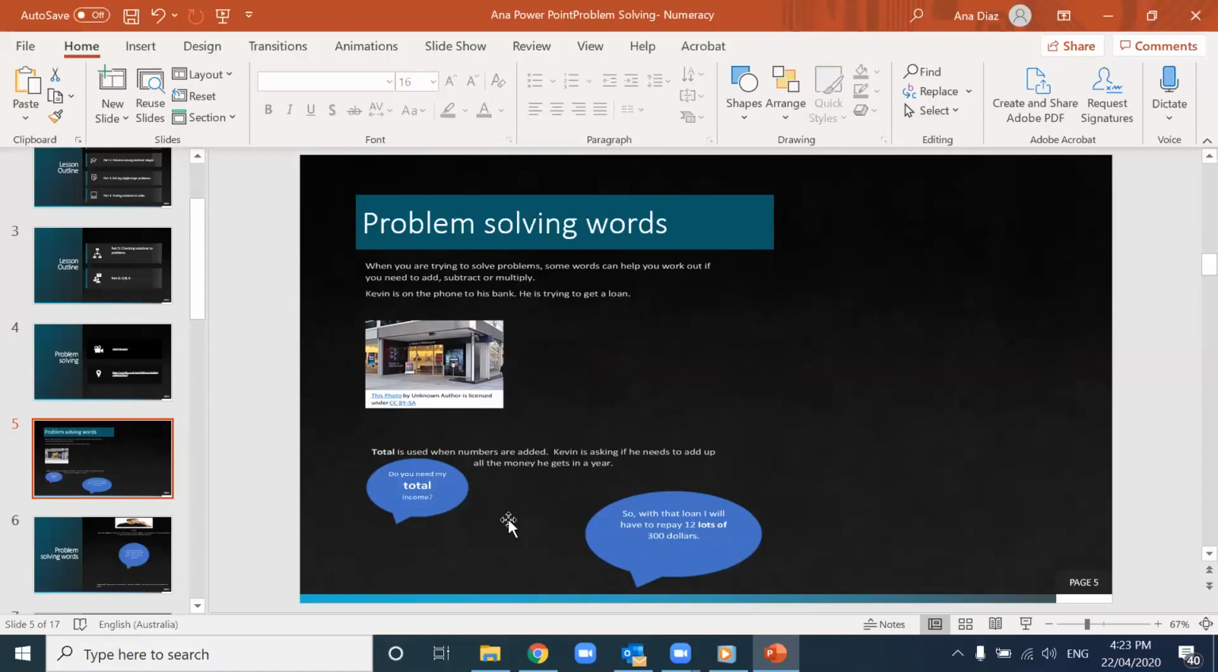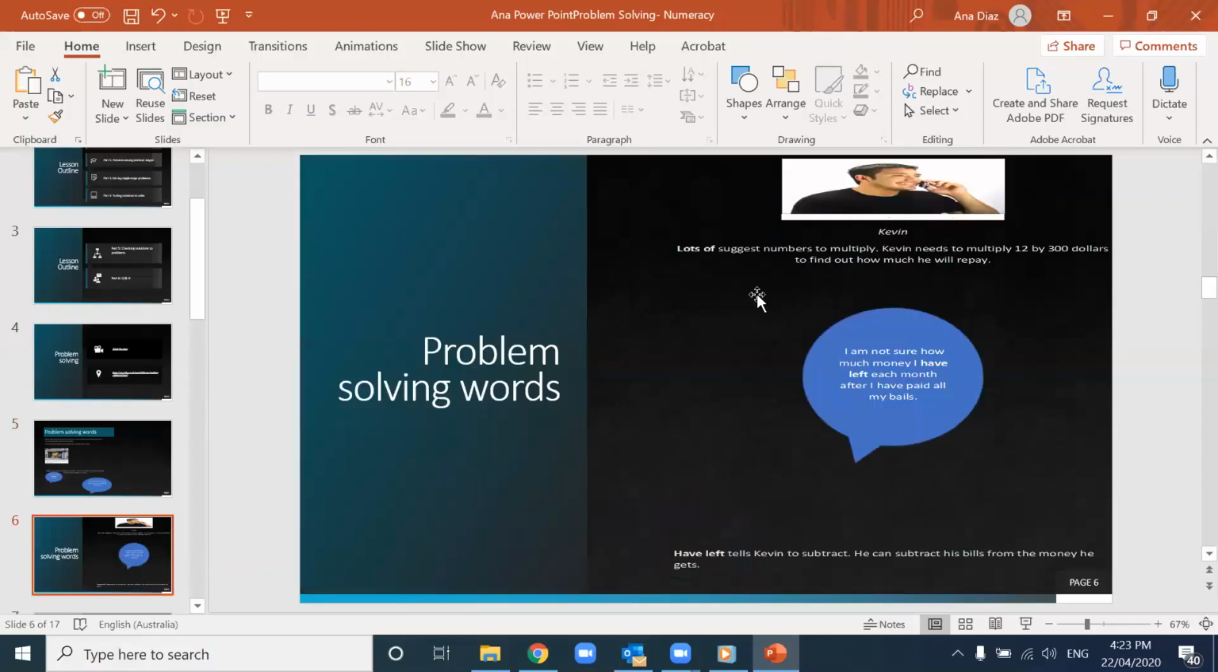Total is used when numbers are added. Kevin is asking if he needs to add up all the money he gets in a year. On the other hand, lots of suggests numbers to multiply. Kevin needs to multiply 12 by $300 to find out how much he will repay. There's another speech bubble here from Kevin.